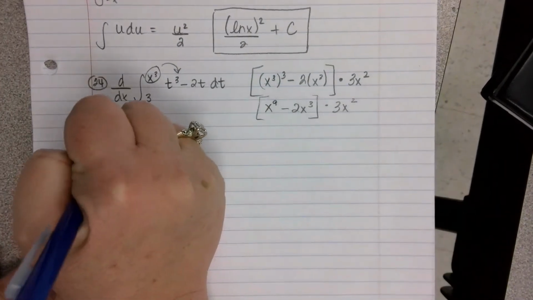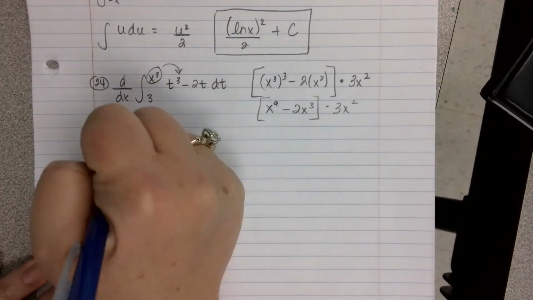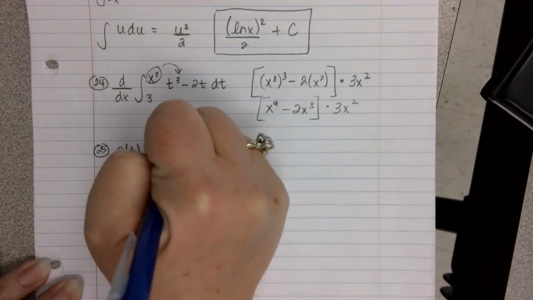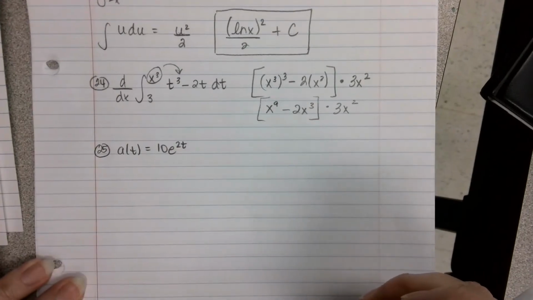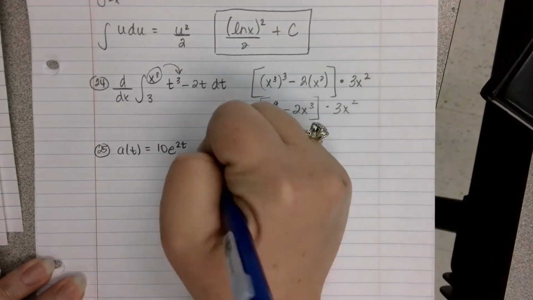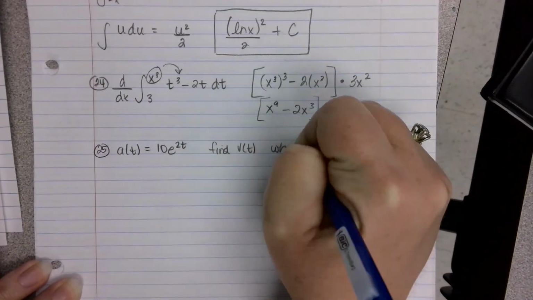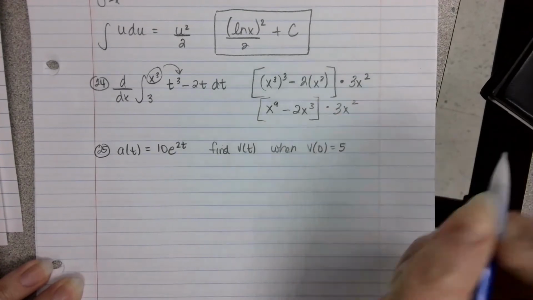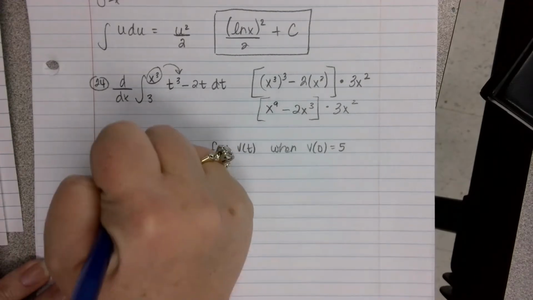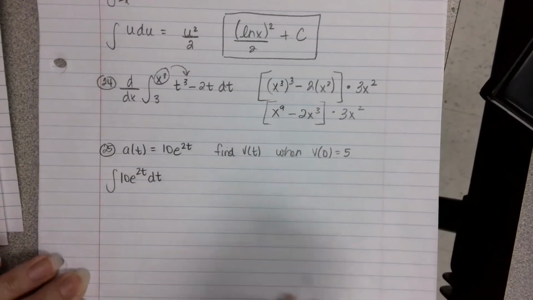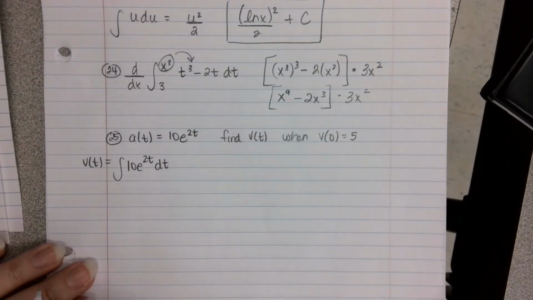All right, number 25. Number 25 says, when the acceleration of a particle moving along a straight line is given by a of t is equal to 10e to the 2t, they want you to write an expression for velocity if v equals 5 when t equals 0. So they want you to find v of t when v of 0 is equal to 5. So we're going to integrate 10e to the 2t dt. That's going to give us velocity. Because you've got acceleration, you're going to integrate to get to velocity.